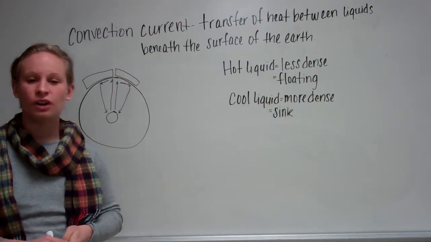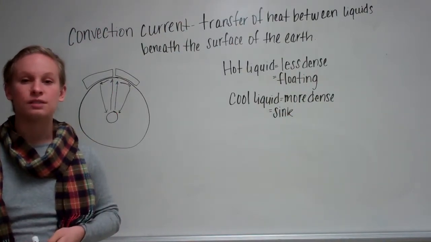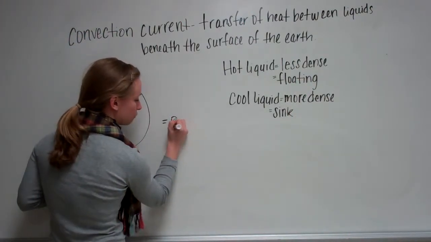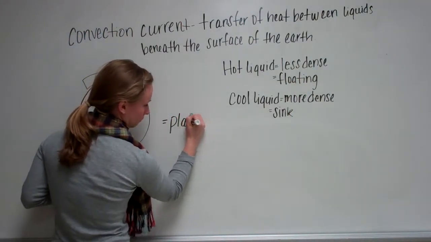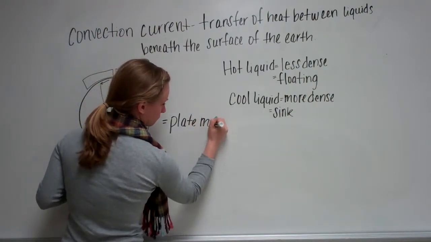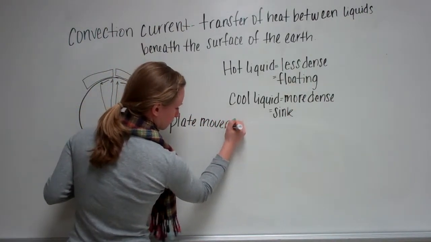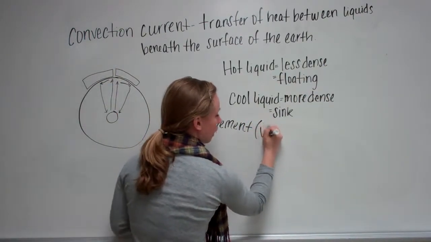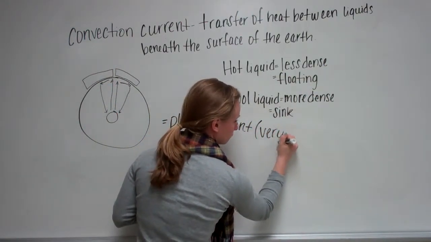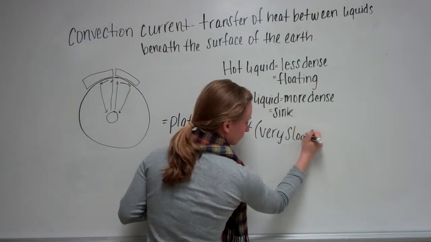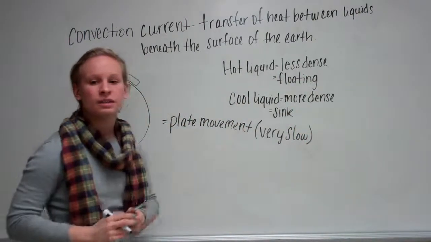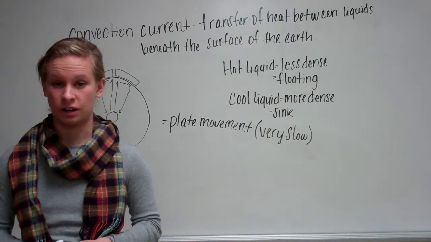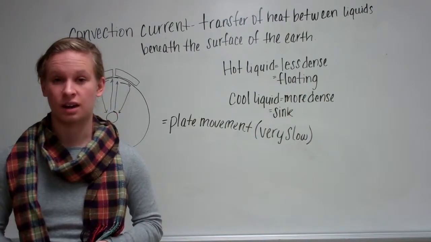So the convection current is what is causing our plates to move very slowly. So convection current equals plate movement, but it's very slow. Okay, and so that is how we have a convection current occurring beneath the surface of the Earth and how we end up having our tectonic plates moving.